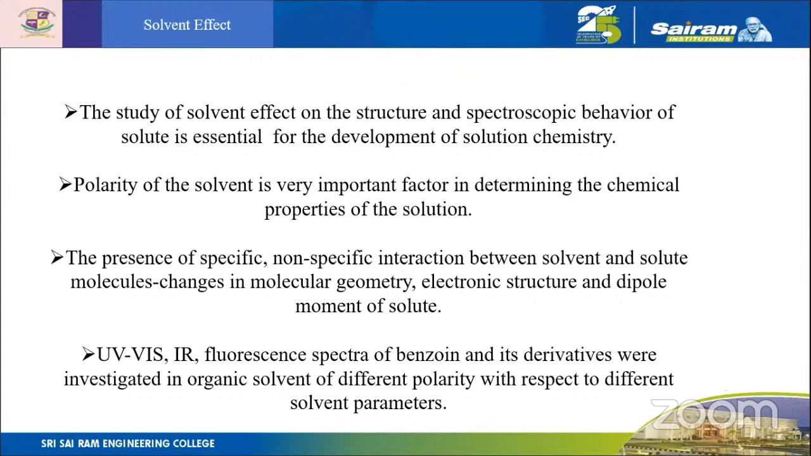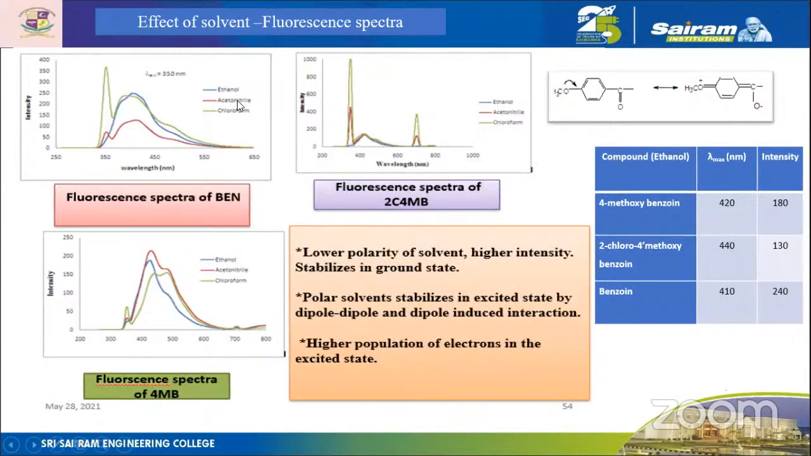So I took different solvents and studied them with my compound. These are the studies I did for various solvents like ethanol, acetonitrile and chloroform. Why different solvents? Because ethanol is a highly polar solvent. Acetonitrile is nonpolar, but it has a little bit of polarity. Chloroform is completely nonpolar. So I took different solvents with different polarity and studied them. This is a fluorescence study.